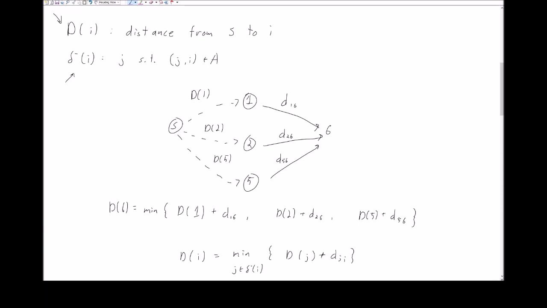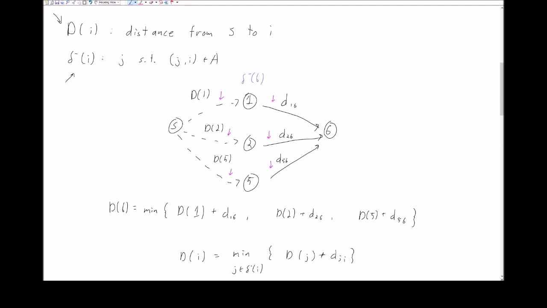Here we have a small example graph, and we're going to make a few observations on it. We're going to focus on node 6. Delta minus of 6 consists of the nodes 1, 2, and 5. And now we can notice something about a shortest path from S to 6. There's really only three alternatives. Either we can take a path from S to 1, and then from 1 to 6, or we can take a path from S to 2, and then 2 to 6, or we can take a path from S to 5, and from 5 to 6. In each of these cases, we take a shortest path from S to that node, and then take the particular arc from that node down to 6.